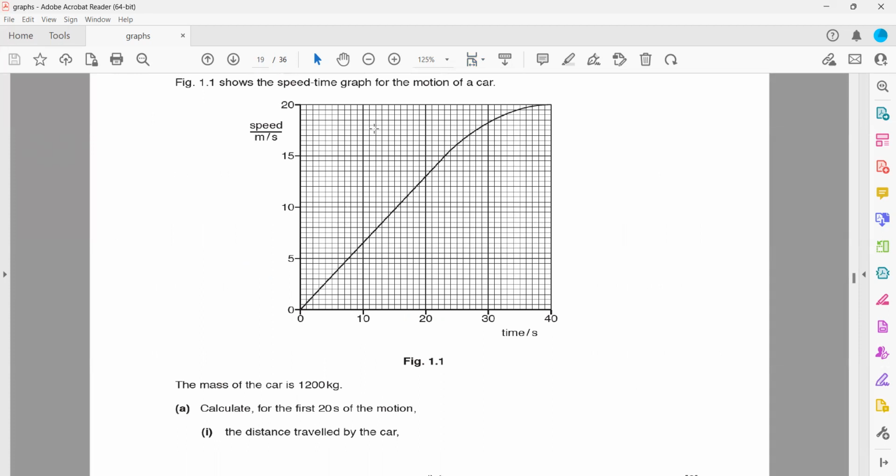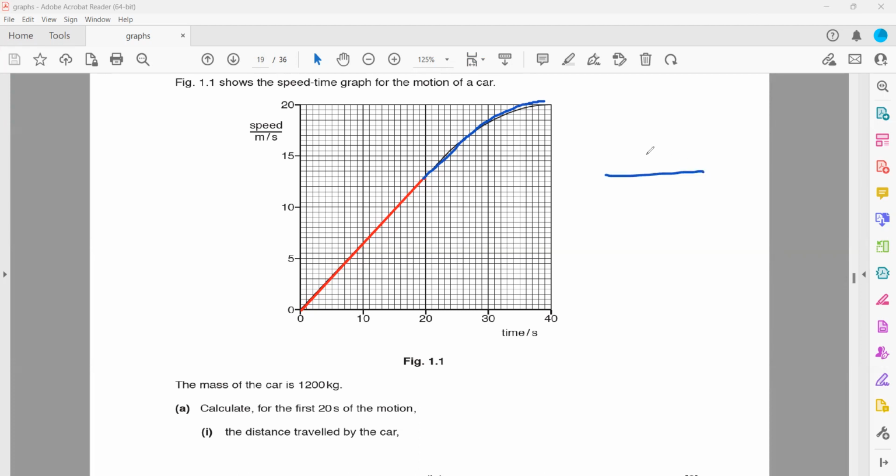As you can see, initially the car had a constant acceleration. Then, as the slope is decreasing, the acceleration is also decreasing. And what might be the reason for a car to have a smaller acceleration? Because as the speed of the car increases, the air resistance will also increase. So the force which opposes the motion is increasing.